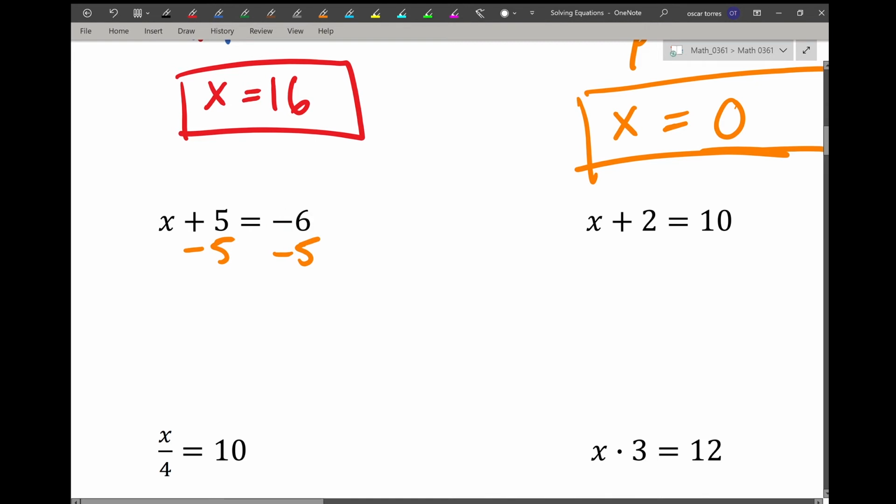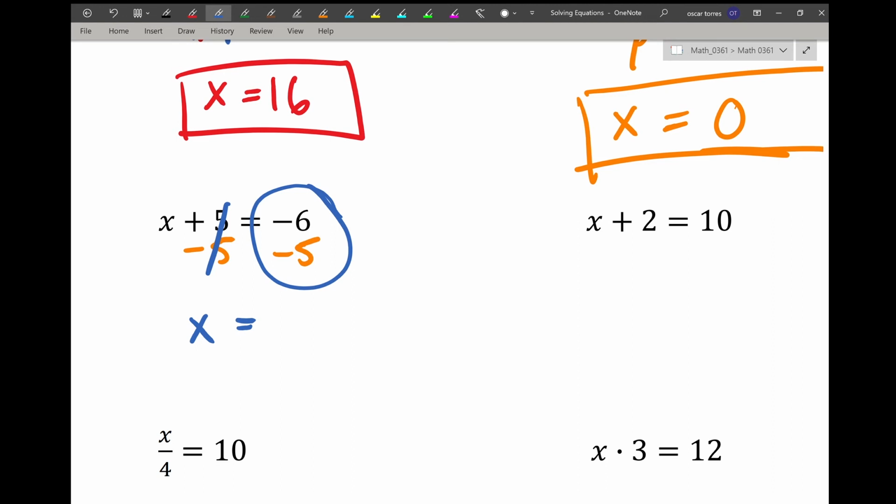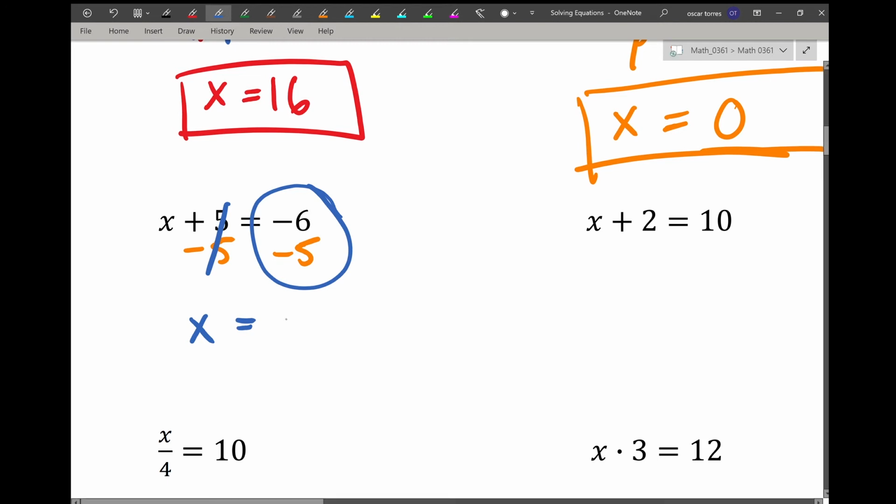Now, if we simplify it, on the left-hand side, positive 5 minus 5 gives a 0. So we're left with an x. We have an equal sign, so we bring that down. But on the right-hand side, this is where the integers come into play. So negative 6 minus 5, you need to be able to do that without any major issues. Negative 6 minus 5 ends up giving me negative 11.